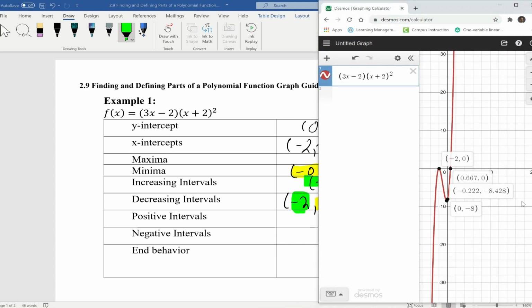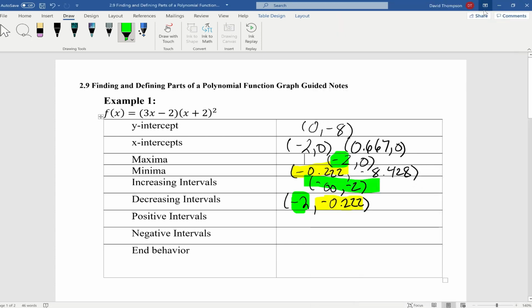And then looking at the graph again, we increase from -0.222 to infinity. So we just keep on increasing after that. So now we switch from -0.222 to infinity. And the -0.222 is our minimum. And we're done.